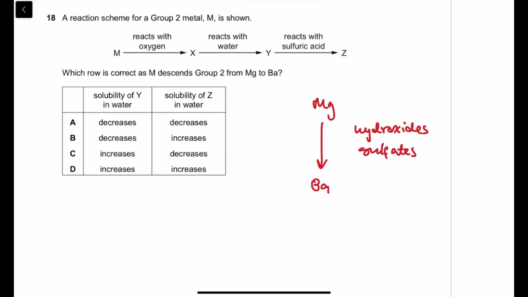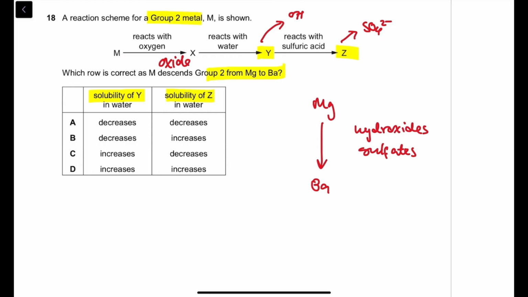Question number 18. A reaction scheme for a group 2 metal is shown. Which row is correct as M descends group 2 from magnesium to barium? So if we take a look at the table, we're referring to the solubility of Y in water and Z in water. Here is Y and here is Z. So Y and Z are after the metal has reacted with oxygen to form an oxide, and then reacted with water, and then reacted with sulfuric acid. Our reaction with water is going to produce hydroxides, and with sulfuric acid is going to produce sulfates.